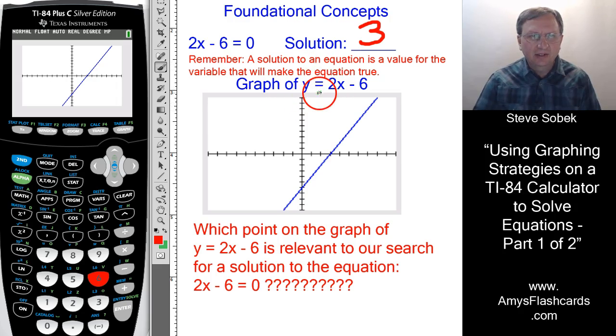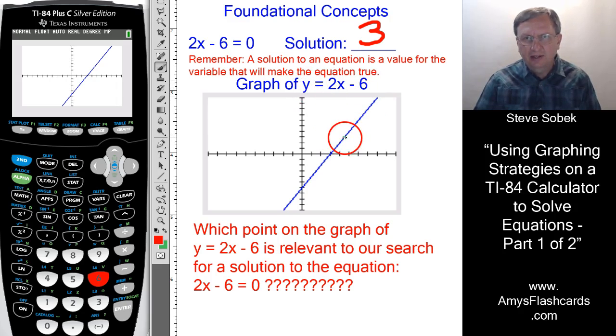Now, let's take a look at the graph of y equals 2x minus 6. It's a linear function, so it's a straight line as we expect. And remember that the points on this line represent ordered pairs that are solutions to this two-variable equation. (0, -6) is a solution. (1, -4) is a solution. (2, -2). (3, 0). (4, 2). (5, 4). Okay, 5 for x and a 4 for y would make this equation true.